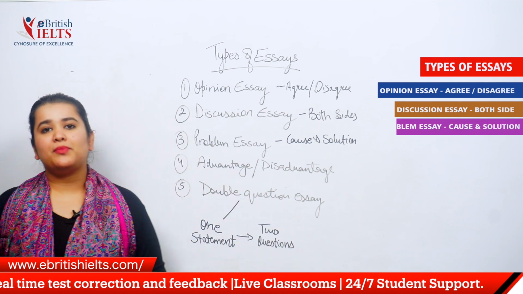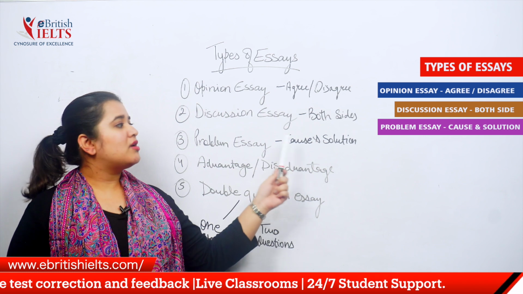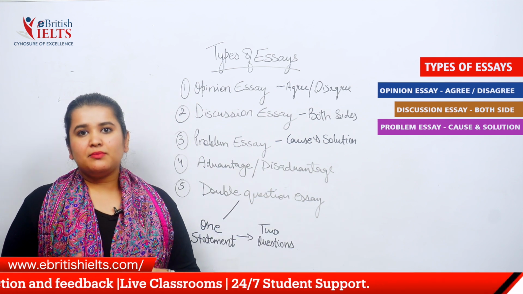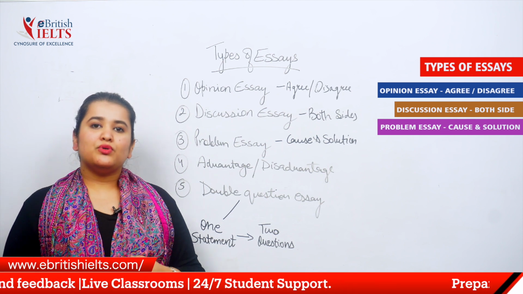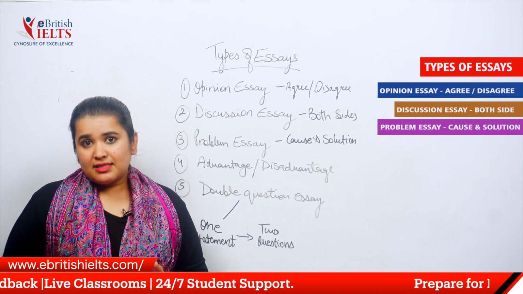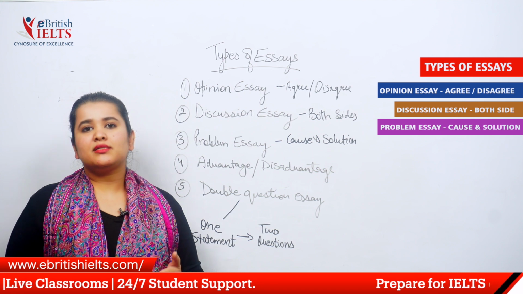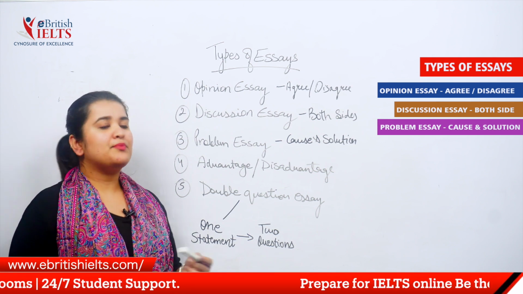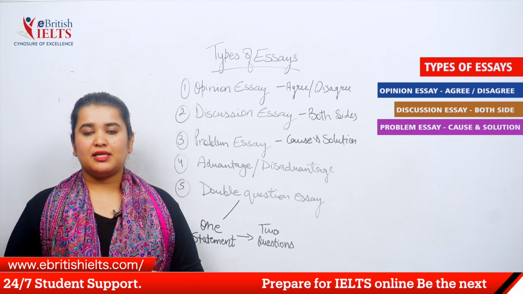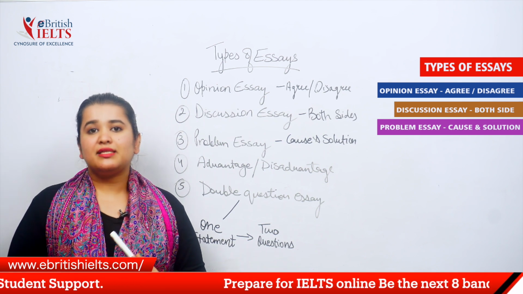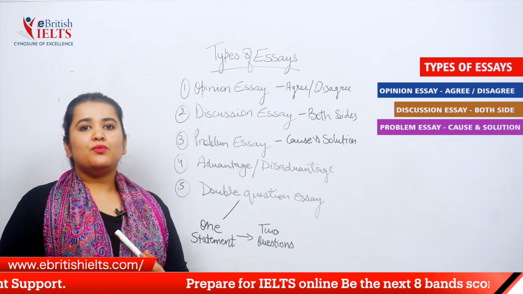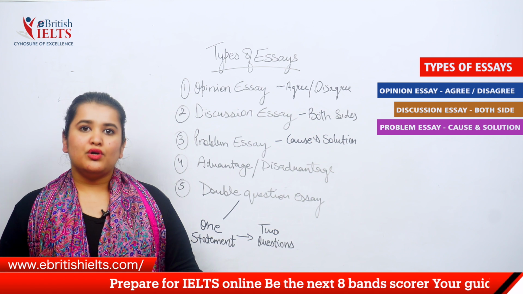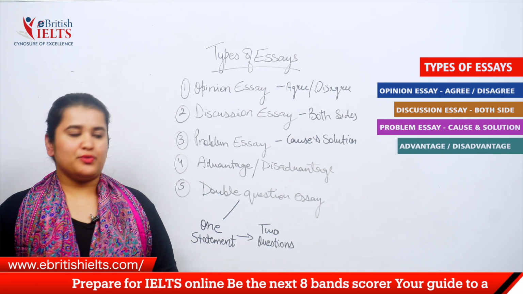The third is the problem essay, which is also called the cause and solution essay. So here you will be asked about a certain problem, and then you will be asked to state the reasons why that problem is happening, and also certain solutions and remedies as to how to overcome that problem. For example, you can be asked about overpopulation. Then you'll have to write about what are the reasons of overpopulation and what are possible solutions and remedies that you can use to overcome that problem of overpopulation.